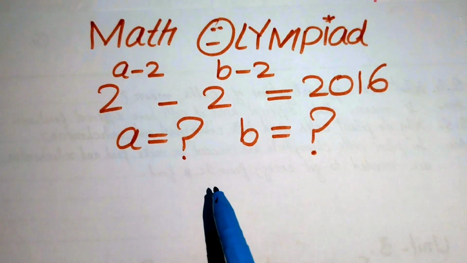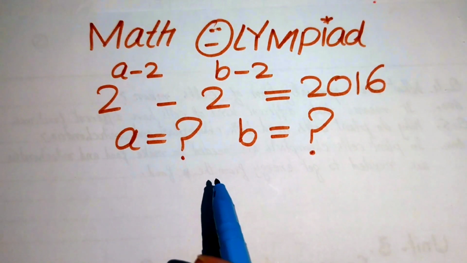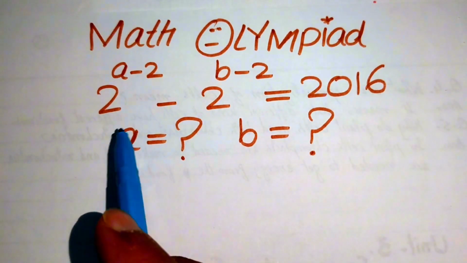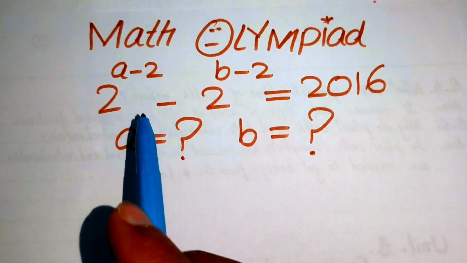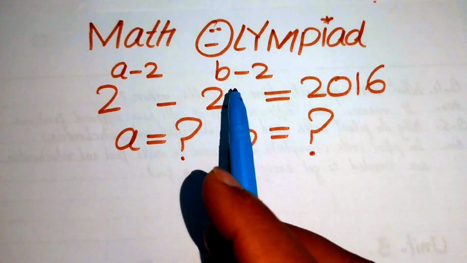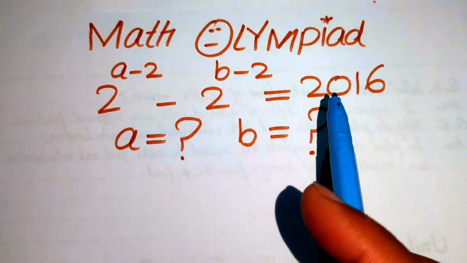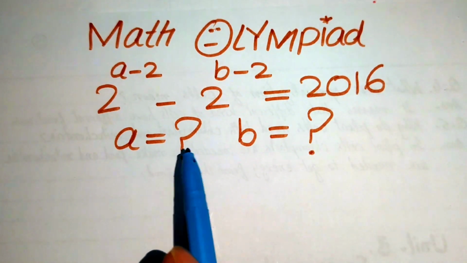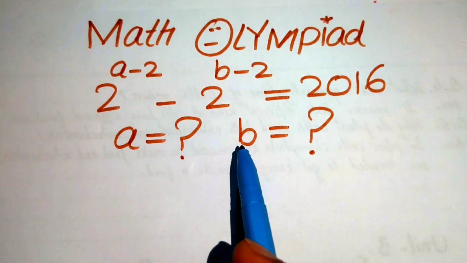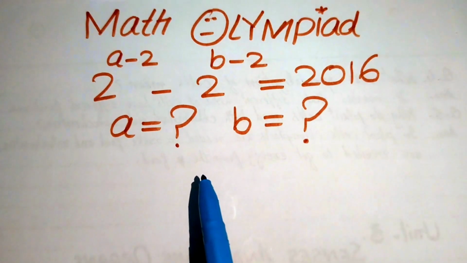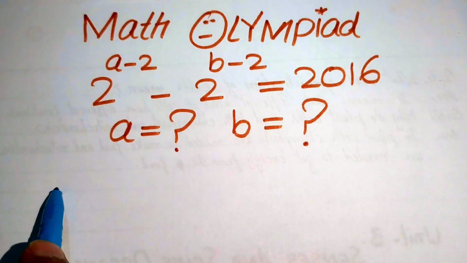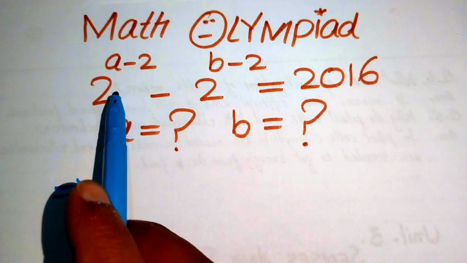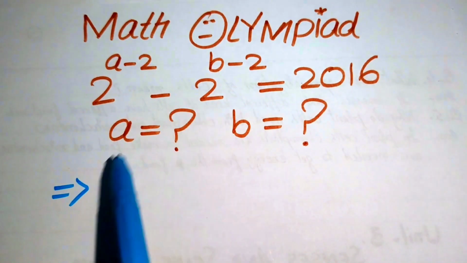In this video we are going to solve this nice math Olympiad algebra problem, and here we have 2 to the power of a minus 2 minus 2 to the power of b minus 2 equals 2016, and we solve this problem for the values of a and b. So the very first step we are going to do is break the exponent of the left hand side of the given equation.